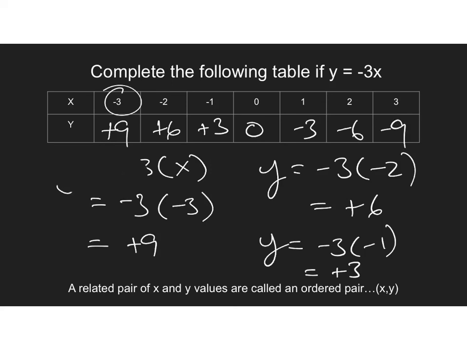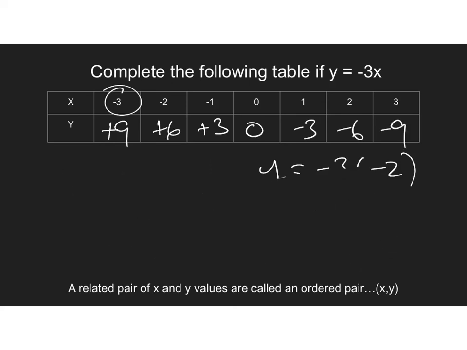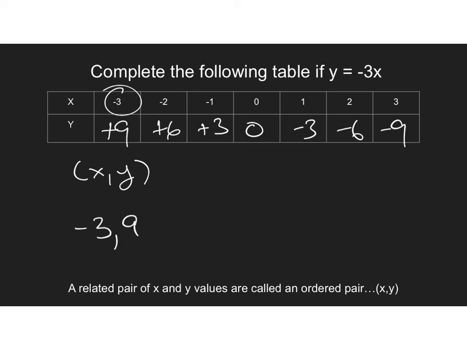And you can write all of these as ordered pairs as well. Just remember that it's in XY form. So you take the x value, negative 3, and the corresponding y value. There's an ordered pair. You can take any x value, and as long as you're writing the corresponding y value, that's an ordered pair.